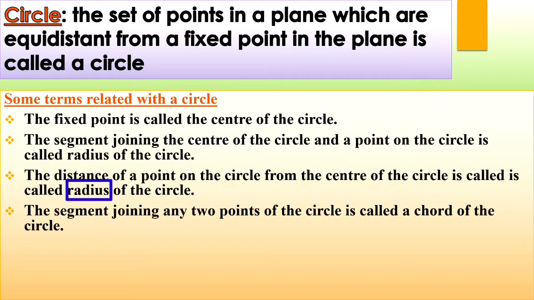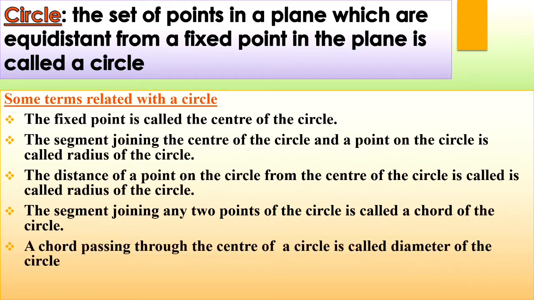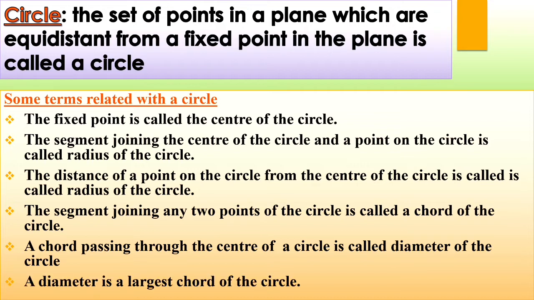radius of the circle. The segment joining any 2 points of the circle is called a chord of the circle. And children, a chord passing through the center of a circle is called diameter of the circle. The last point is given. A diameter is the largest chord of the circle. So the diameter in a circle is called the largest chord of the circle. You have to remember all these 6 points.